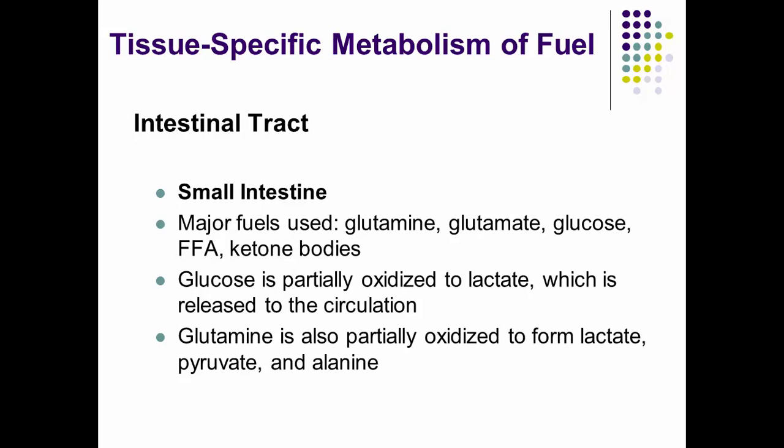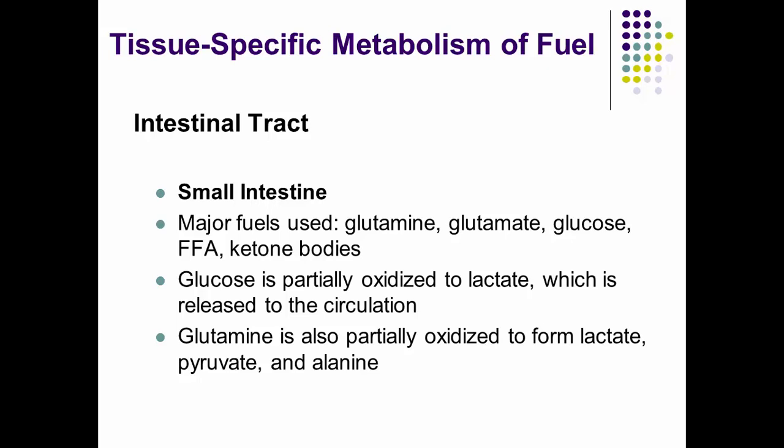And small intestine. So small intestine is a little bit special. They utilize the amino acids, glutamine and glutamate, as the energy fuels, and they also utilize glucose, fatty acids, ketone bodies, right? And glucose is also partially oxidized to release lactate from the small intestine. Of course, compared to muscle and red blood cells, this amount of lactate released from small intestine is relatively small, right? But they are actually able to release lactate because they partially oxidize glucose through the glycolysis pathway, right?